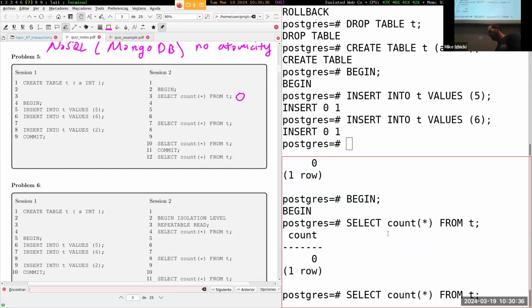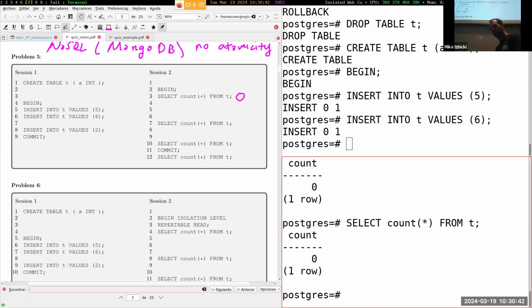And part of the scientific method, again, is not just creating a hypothesis, but it is also testing, evaluating our hypothesis. So now I hit enter to evaluate that hypothesis, and we get a 0 over here, which is what I predicted. So at this point, the fact that we are in a transaction over here on the right-hand side inside of session 2 is not having any effect on our session, on our results.